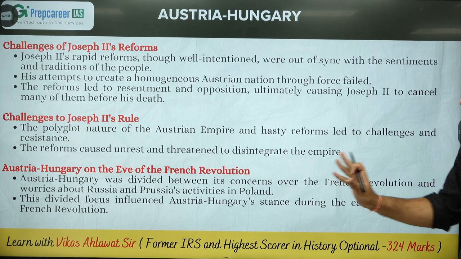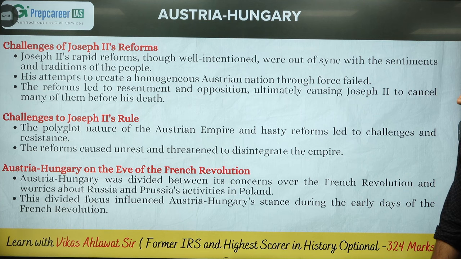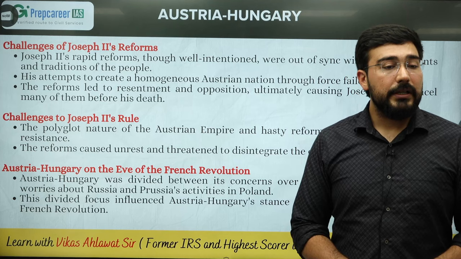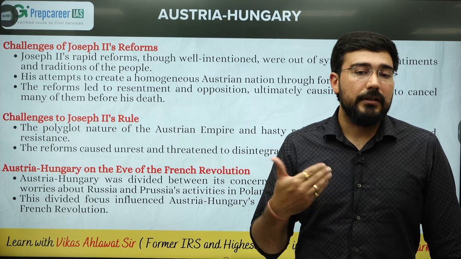And Austria-Hungary was divided between its concern over the French Revolution and worries about Russia and Prussia's activity in Poland on the eve of the French Revolution. And eventually it will be the announcement from the side of Austria which will create the first coalition during the time of the French Revolution.